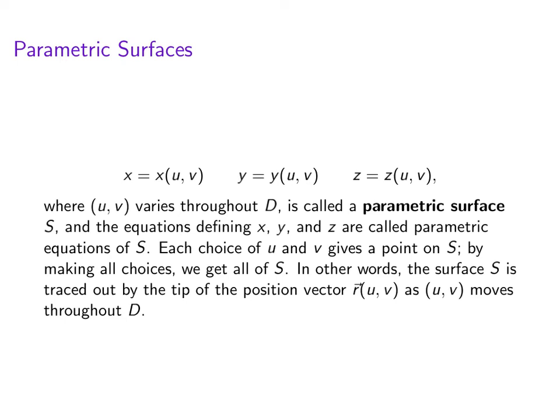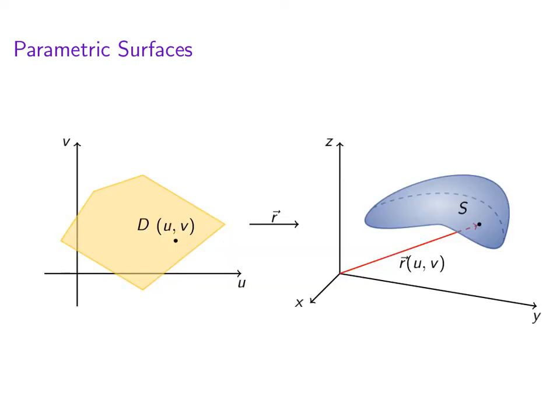Let's look at a picture now of a parametric surface. This is an example of a parametric surface. So the surface is on the right side. D is the domain in the UV plane, and as you pick a point in the set D, there's a corresponding point in S. So as you move that point u v around, then the point on the surface will be changing also. Okay, that's all for now.